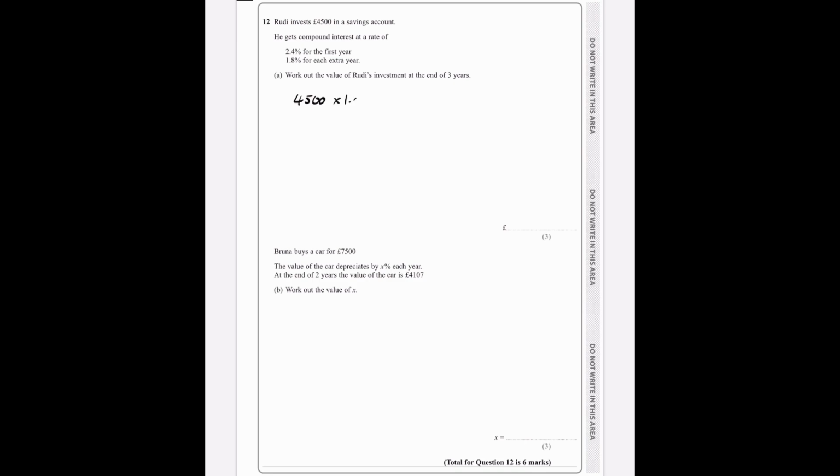Question 12, Rudy's investment, 45,000 times by 1.024 and then times by 1.018 squared comes out as 4775.38.